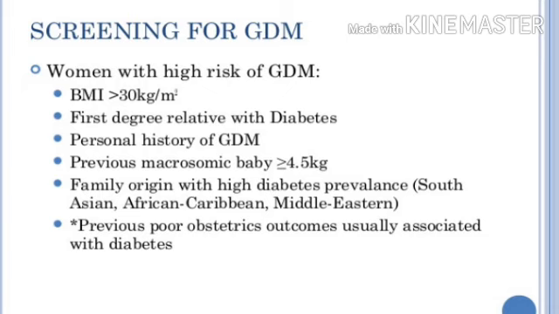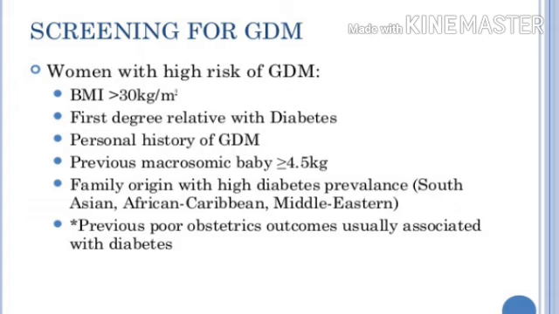It includes BMI more than 30, first degree relative with diabetes mellitus, patient with a personal history of gestational diabetes mellitus or a history of diabetes mellitus with previous pregnancy, previous macrosomia or previous baby had a weight more than 4.5 kilogram, family origin with a high diabetes prevalence, previous poor obstetric outcomes. All these are high risk groups.